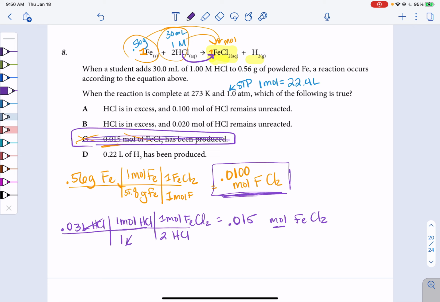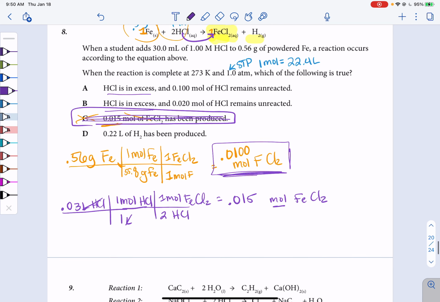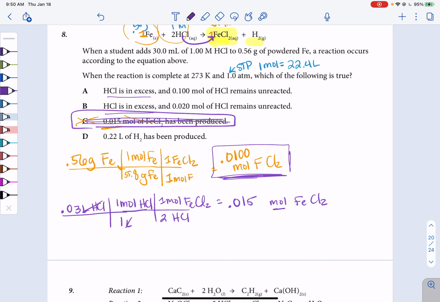Let's look at the other options. Hydrochloric is in excess, and it is. Yes, hydrochloric is the excess of this. And then it says 0.1 mole of hydrochloric remains unreacted, and 0.02 moles of hydrochloric remains unreacted. Okay, so if you want to be tempted by those, you can figure out how much you've used and then subtract it. You also have this option down here, which we know is correct because we already had the answer key, of 0.22 liters of hydrogen gas has been produced.